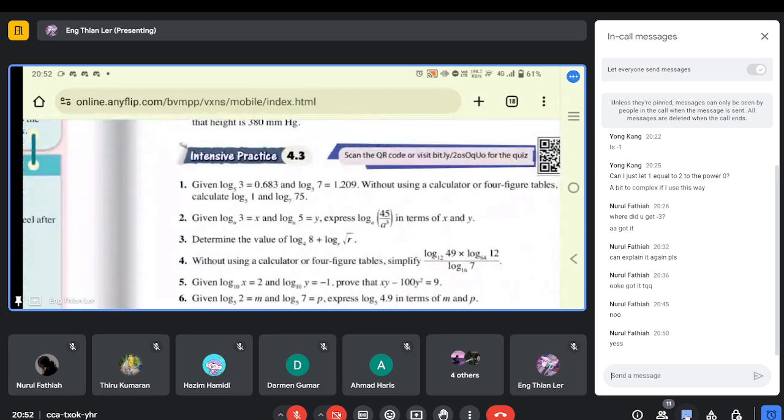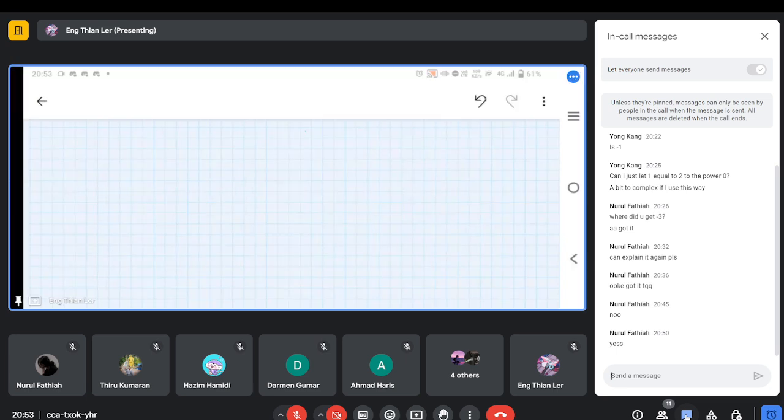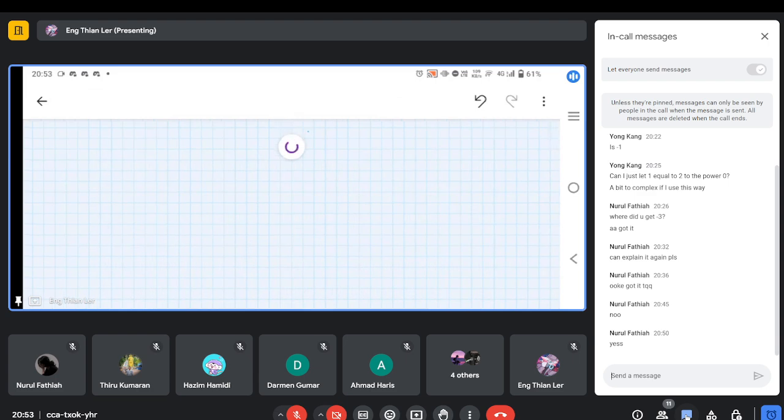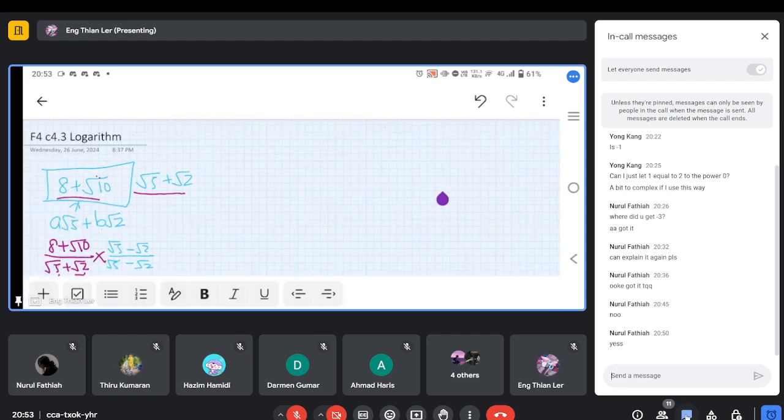Given log 3 base 5 is 0.683 and log 7 base 5 is 1.209. Without using a calculator or 4-figure table, calculate log 1 base 5 and log 75 base 7. Okay, I already copied the question already. So now let's just solve it.